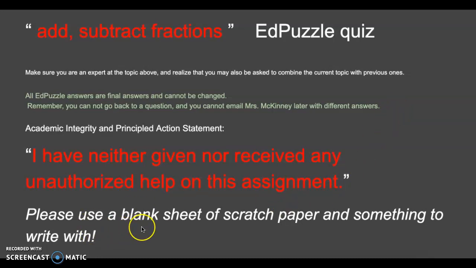So you may not use your notes. You may not use any other tabs or Google. You may use a blank sheet of scratch paper, and you're really going to need it. Something to write with, and of course your brain. So, if you agree to all that, then you agree to the academic integrity and principled action statement.